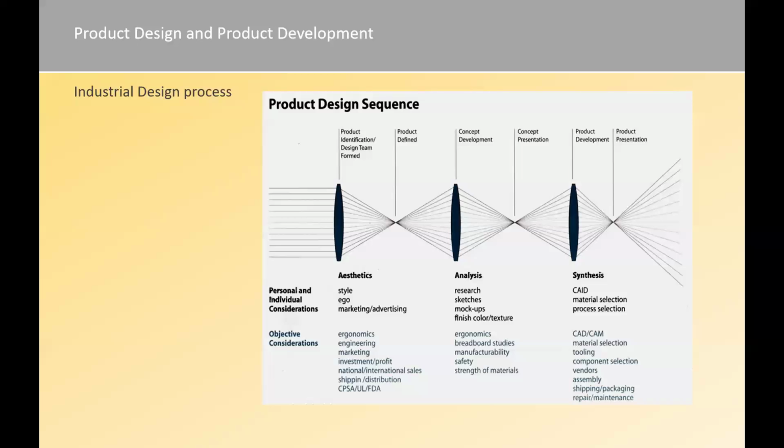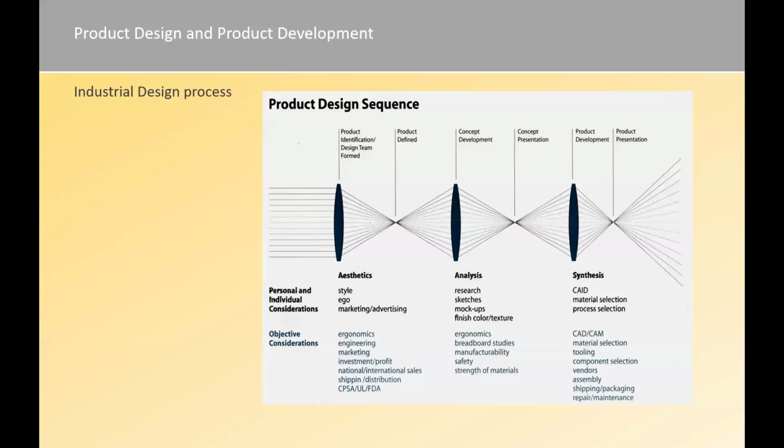Then there is CAID, computer aided industrial design, because it is the deliverable in which the design is given to the manufacturing unit. Then there is material selection, and process selection. Process selection I will also show in some time.